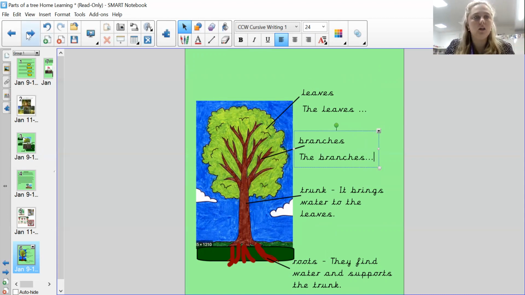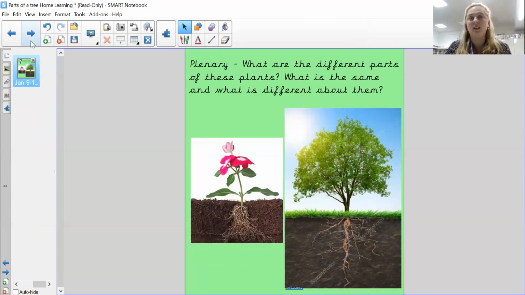Okay, I'm really looking forward to seeing all this fantastic work on Tapestry. Make sure you take a picture of your work and post it. Now, the last slide is a challenge. And if you would like to do the challenge, that is fantastic.